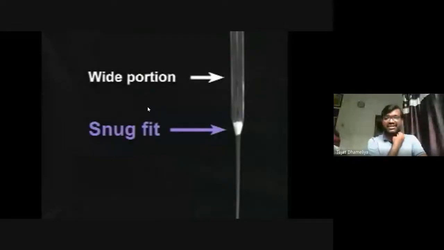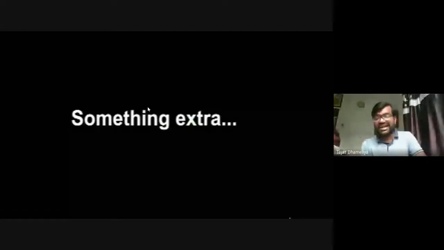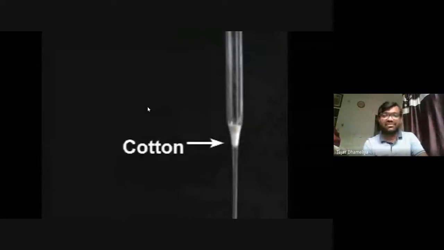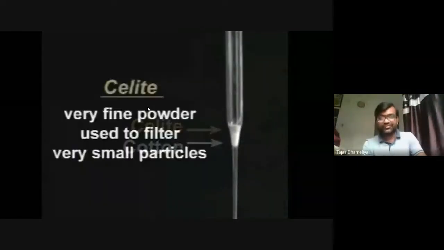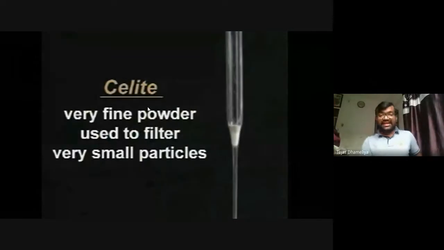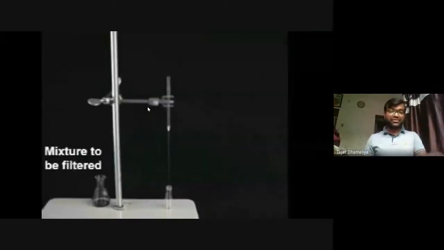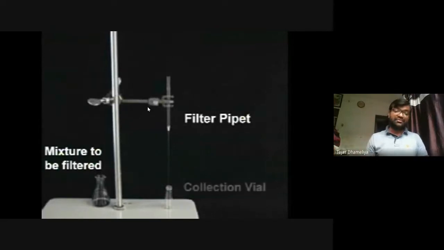Something extra is also there: sometimes after the cotton, we can also keep Celite, which is nothing but sand, a very fine powder, for filtration purposes. Okay, so that is also there. And then they are showing the setup for this. Like this, we have to keep the mixture to be filtered, our filter pipette, which is a micro Pasteur pipette, the microfilter for the purpose of microfiltration, and a collection vial.